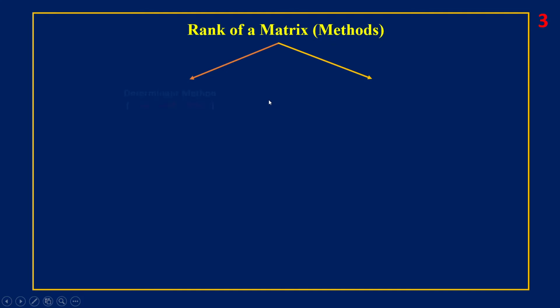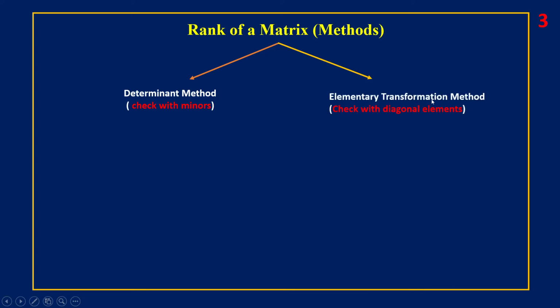So this is about the rectangular matrix minors and square matrix minors. And now I will explain the methods to find the rank of a matrix. There are 2 methods. One is the determinant method, where we need to check with the minors. And the other one is the elementary transformation method, where we need to check the elements with the diagonal elements of the matrix. So I will explain both methods. First I will explain the determinant method.